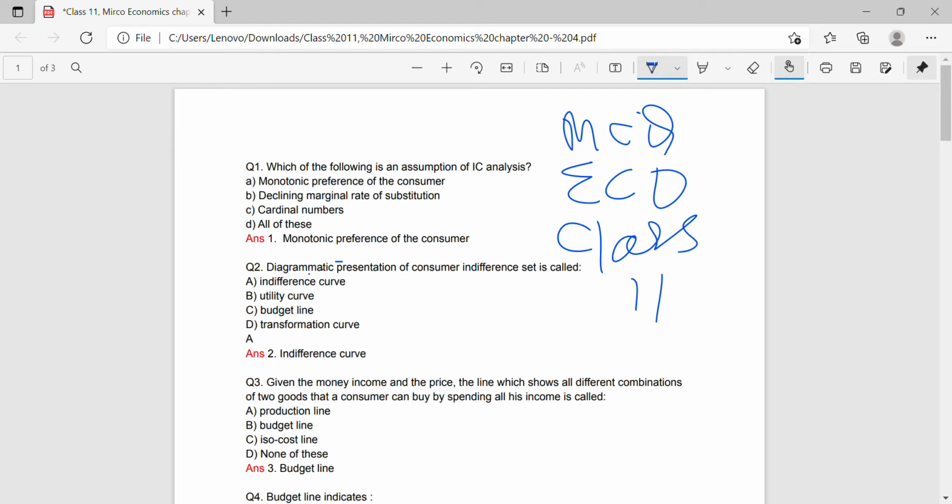Question 2. Diagrammatic presentation of consumer indifference set is called: option A, indifference curve. Option B, utility curve. Option C, budget line. Option D, transformation curve. The correct option is option B, indifference curve.